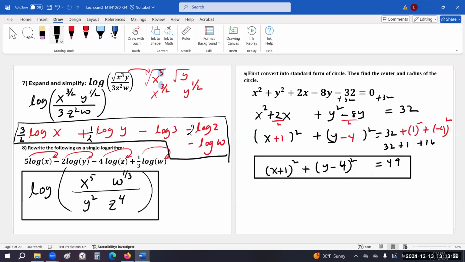That's the format they're looking for. This is the standard form of the circle. So if they're asking for this, you need to write this out. And then we find the center. How do you find the center?